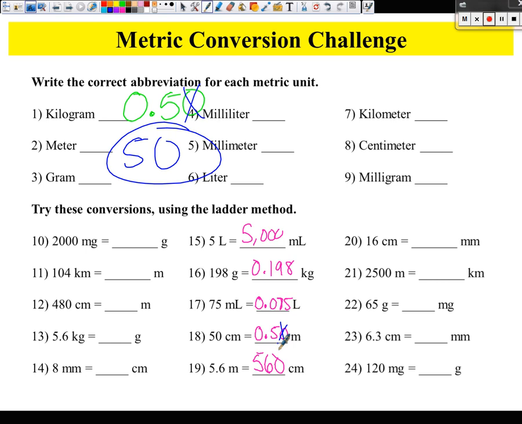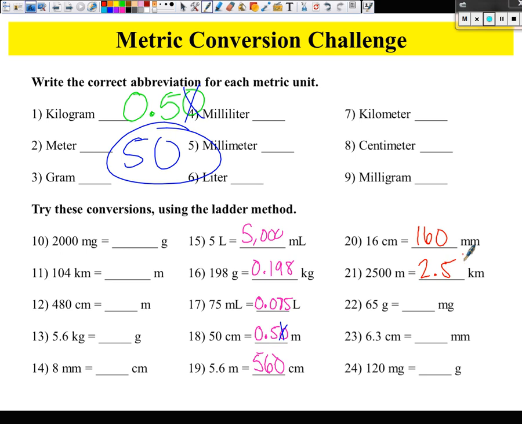All right, number 20, 16 centimeters to millimeters. How many places which way? 1 to the right, so it's what? 160. 2,500 meters to kilometers. That's how many places which way? 3 to the left, so it's 2.5. Very good. No extra zeros on that thing.